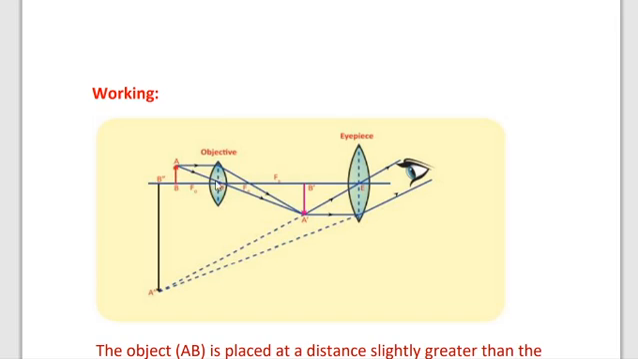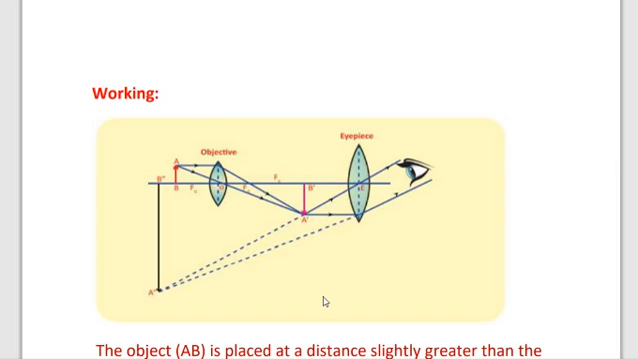So we place the first lens near the object. What is the name of this lens? Objective lens or objective piece, near the object. Then the lens with the larger focal length and a larger aperture is placed near the observer's eye. It is called the eye lens or eyepiece. This is the objective lens or objective piece. What about this one? This is the eyepiece or eye lens.